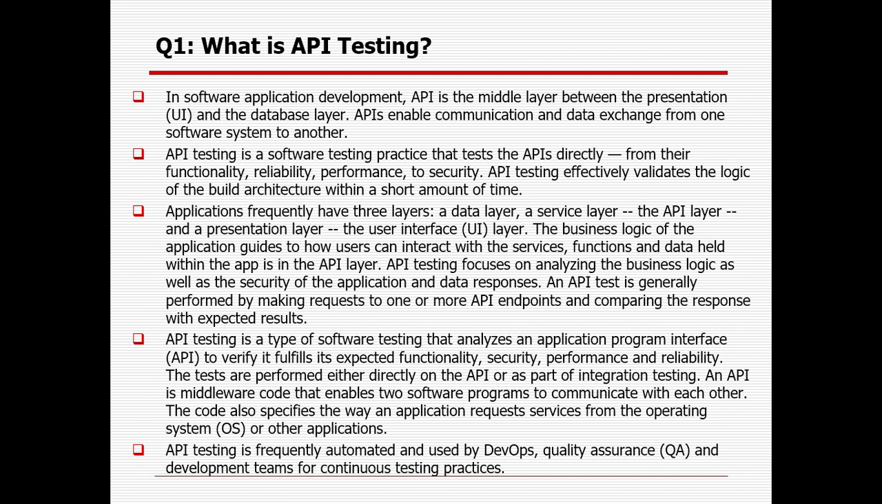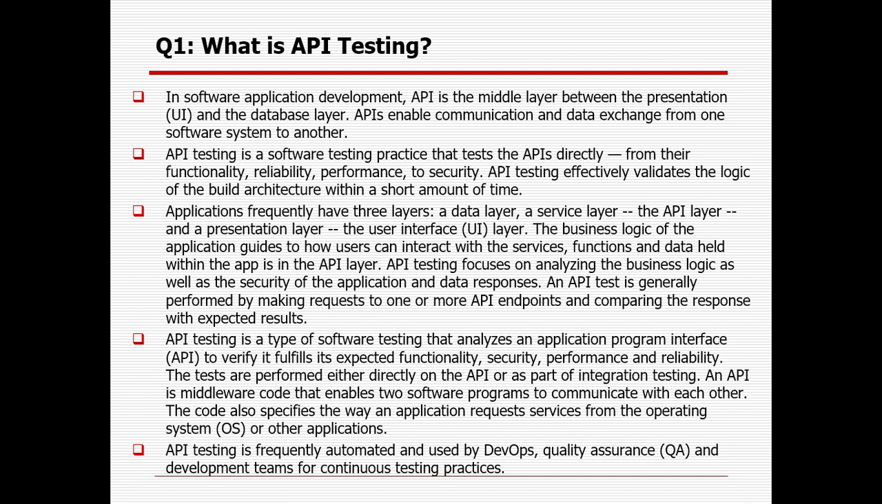Applications frequently have three layers: the data layer, the service layer or the API layer, and the presentation layer or the UI layer. The business logic of the application, which guides how users can interact with the services, functions and data held within the app, is the API layer. API testing focuses on analyzing the business logic as well as the security of the application and data responses.